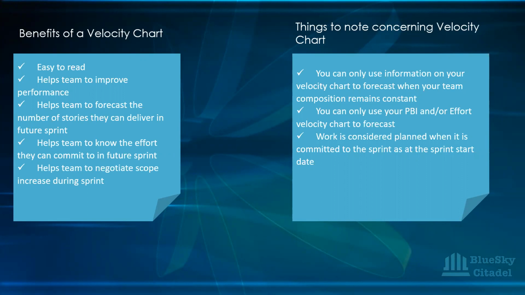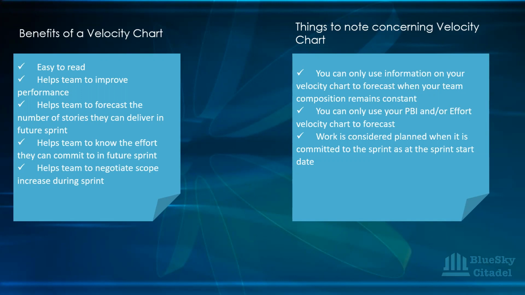It helps the team to forecast the number of stories that they can deliver in the future sprint, because you look at how you've been working and then you just decide to follow the average velocity, because your velocity chart will give you an average velocity of what you can do. So you want to follow that so that you can use that to improve your performance as you go along.